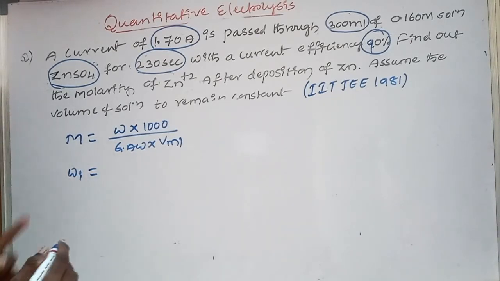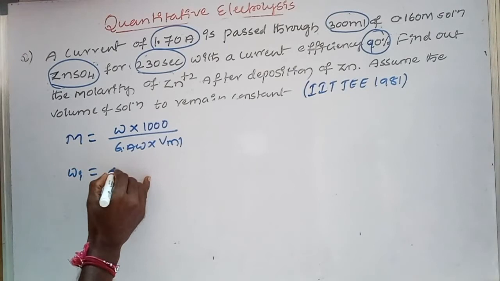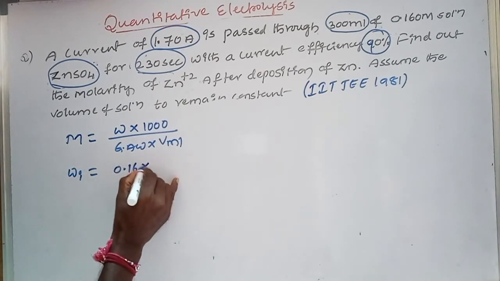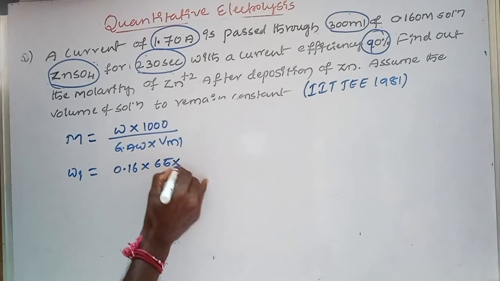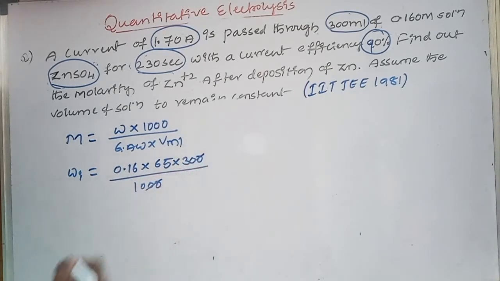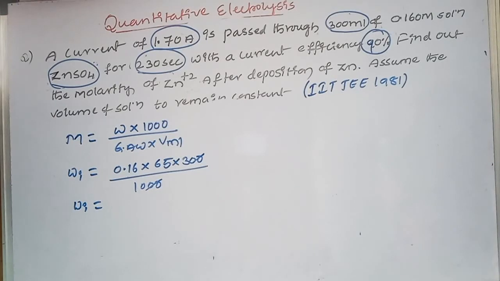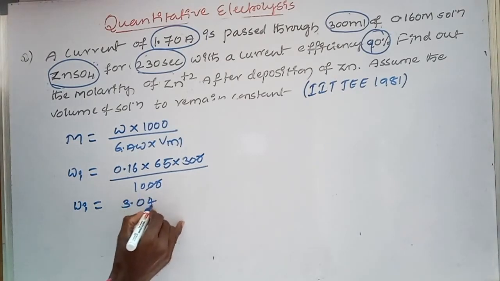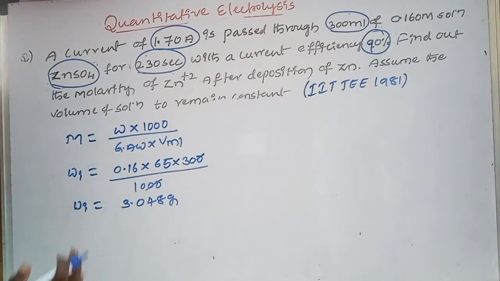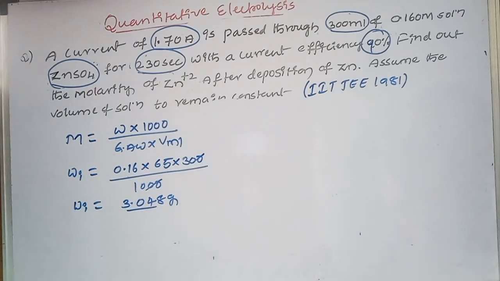So from that we need to calculate the weight of the zinc. Here is the initial weight of the zinc in the solution before passing electricity. Molarity is 0.16, gram atomic weight 65, and volume is 300 by 1000. So here the zeros cancel. If you simplify these, we will get the initial weight of the zinc as 3.048 grams. So before passing electricity through the solution, the weight of Zn+2 is 3.048 grams.